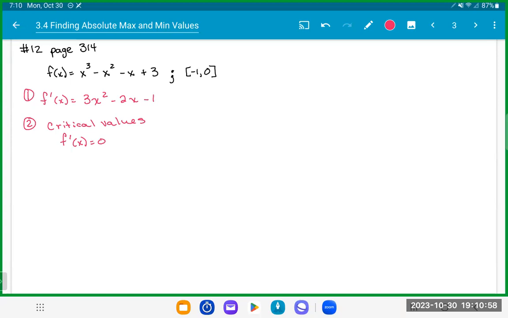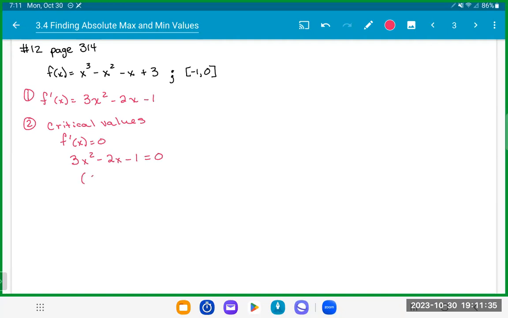Remember, if the derivative is restricted because maybe there's an x in the denominator or something like that, and you can't take the derivative across all real numbers, then you wouldn't have any critical values. But in this case, there are no restrictions on what value x can be. So we can go ahead and solve 3x squared minus 2x minus 1, set that equal to 0 and solve.